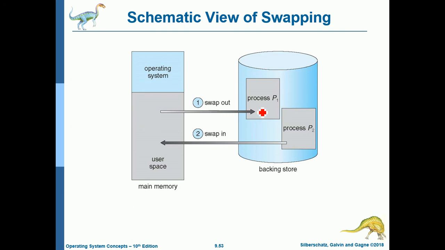So again, let's go back to our example. Once you're using your Word document, since you're not using the internet browser for researching, process P sub 1 will be swapped out. And then your word processor, since you're already typing or doing your project, will be swapped in. That is the schematic view of swapping. An example.